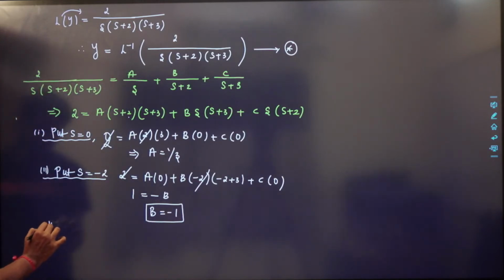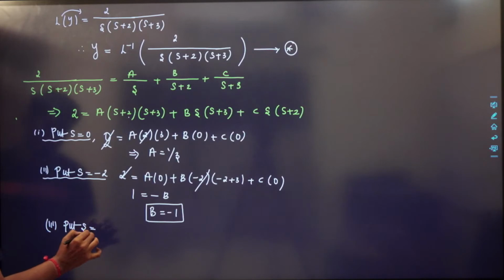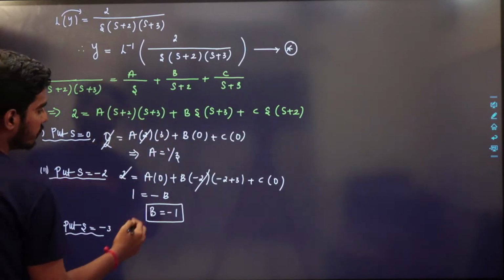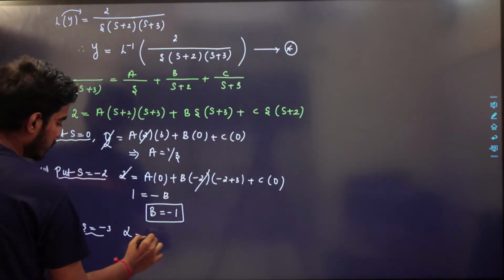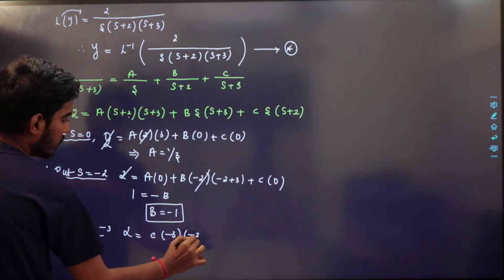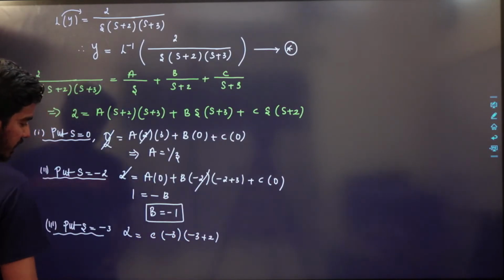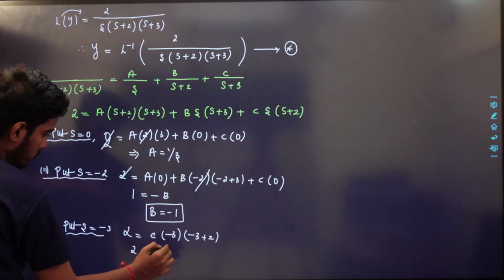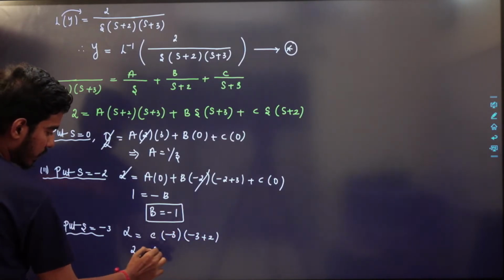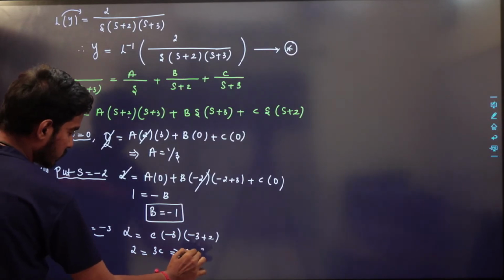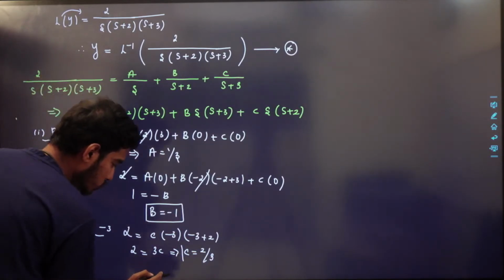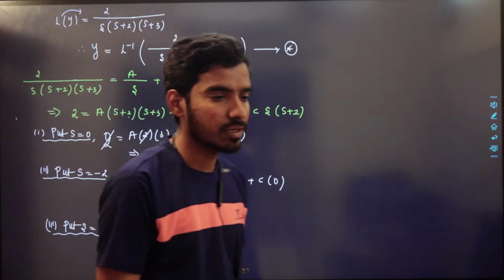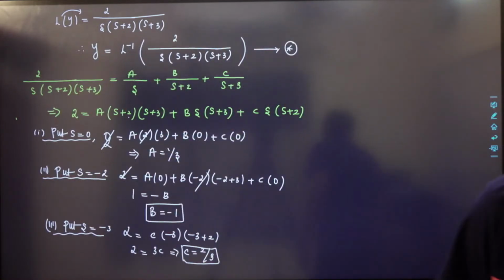Now similarly, put s is equal to minus 3, right? So if s is minus 3, we have 2 is equal to a will be 0, b will be 0. If I put minus 3 here, we have c into minus 3 minus 3 plus 2. So we have 2 is equal to c times minus 1, minus minus will be plus, so we'll have 3c. This means the value of c is 2 by 3. So we have found the values of a, b, c now. Just apply that in the partial fraction, you will get the answer, right?